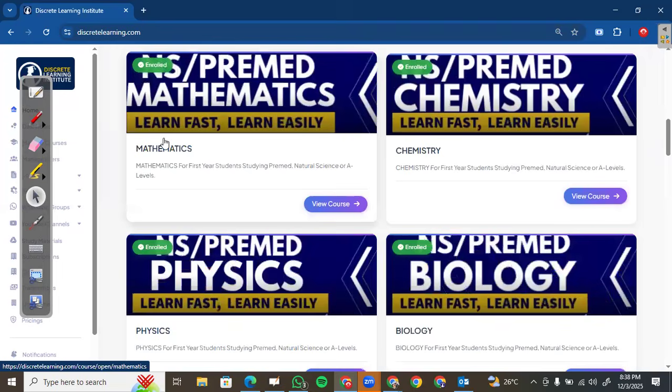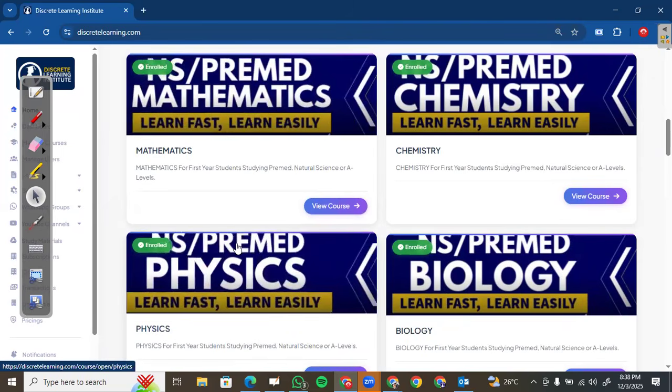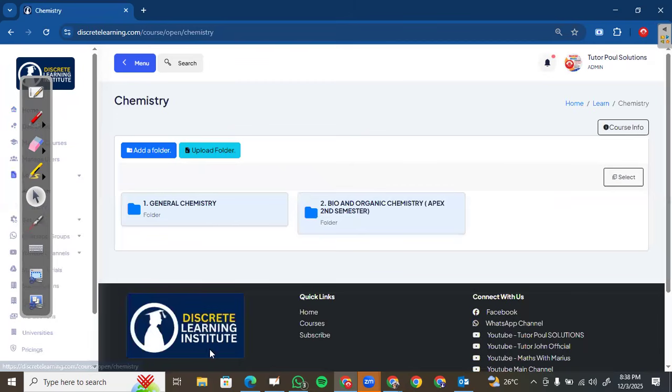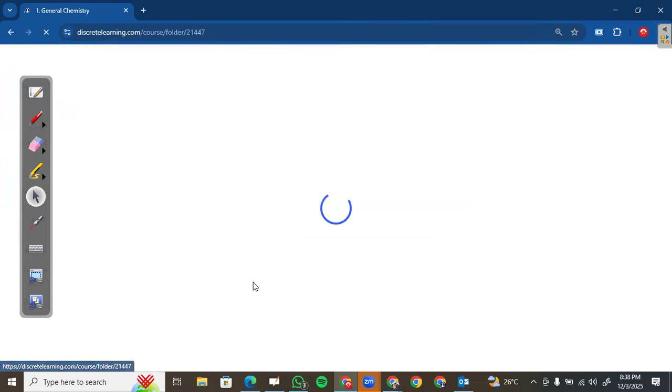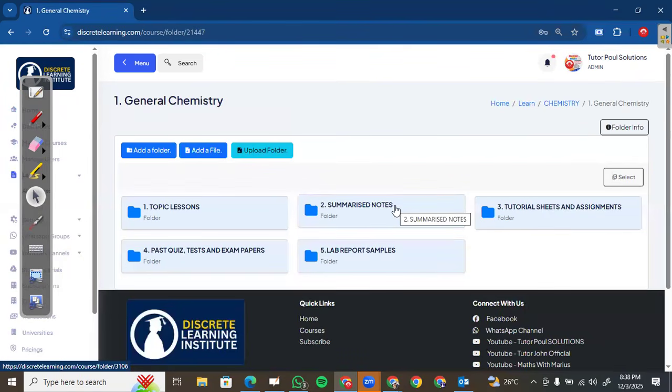So the courses for the first years, you can see math, chemistry, physics, biology. You can subscribe for any of these courses. For example, I was teaching chemistry, so I can go to chemistry for this video. Then you go to general chemistry here. In general chemistry, you're going to find topic lessons. For all the topics that you're going to learn, there are summarized notes that you can use. Very summarized notes, straight to the point, unlike reading a textbook, which will just waste your time.